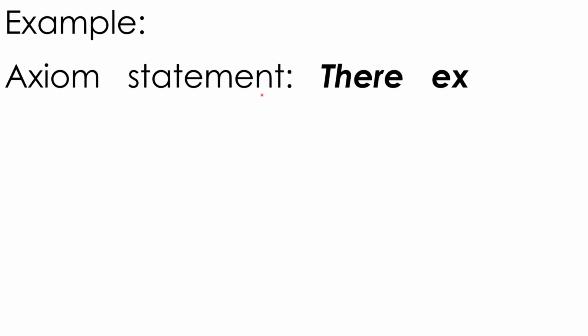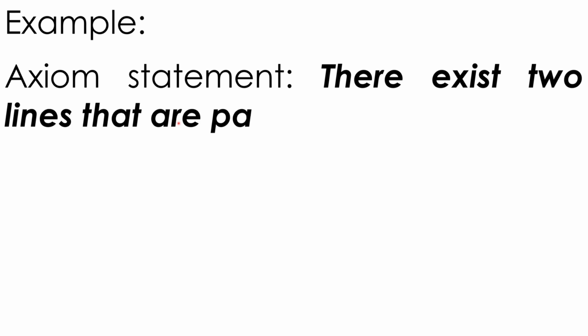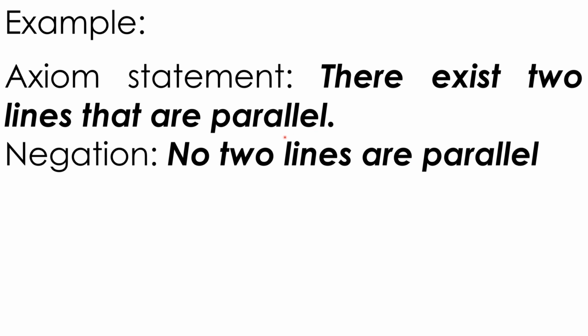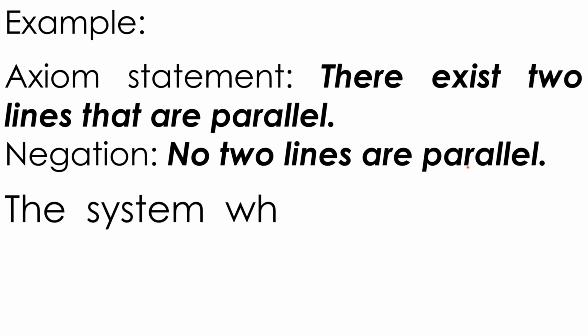Now let's have an example. We have here the axiom statement: there exist 2 lines that are parallel. And the negation for this statement is that no two lines are parallel. Notice that the negation is not an axiom nor a theorem.